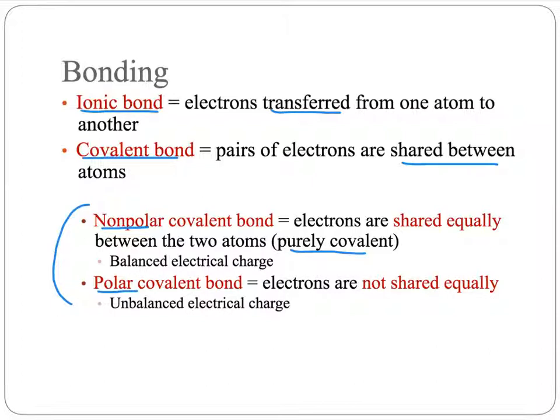As you might guess, in a nonpolar covalent bond, electrons are shared equally between the two atoms, whereas in a polar covalent bond, they are not shared equally. If you think about the electrical charge, a nonpolar covalent bond has a balanced electrical charge around the entire bond, or around the two atoms that are involved in the bond, whereas a polar covalent bond has an unbalanced electrical charge where you have areas of negative and positive charges.